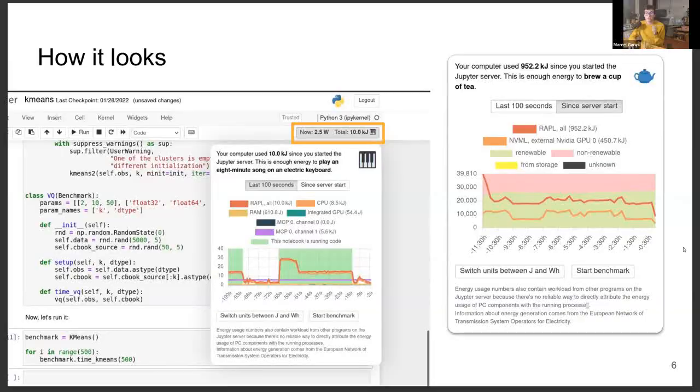You can also see the energy use over time, and you can see the energy use of individual components, like the CPU or the GPU. You can see the long-term energy use for long-running tasks, and you can see how much of that energy comes from renewable sources, based on some publicly available information. Yeah, next slide.